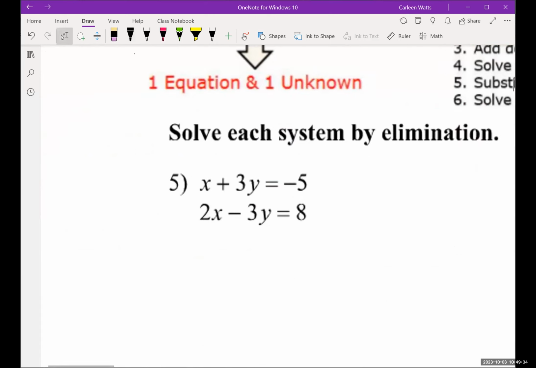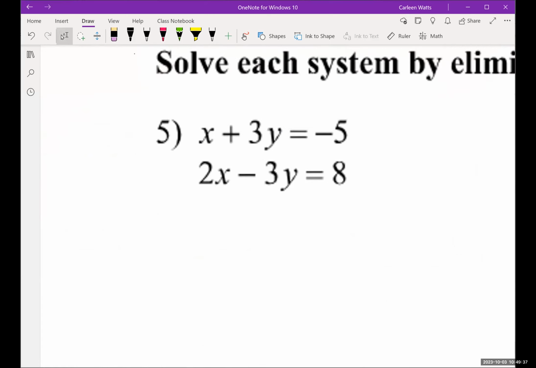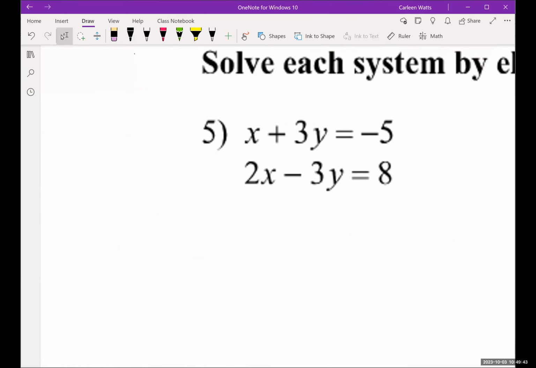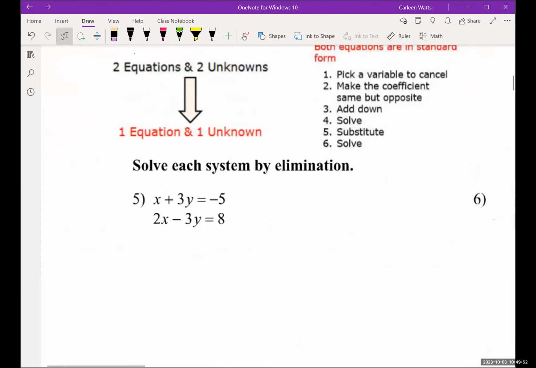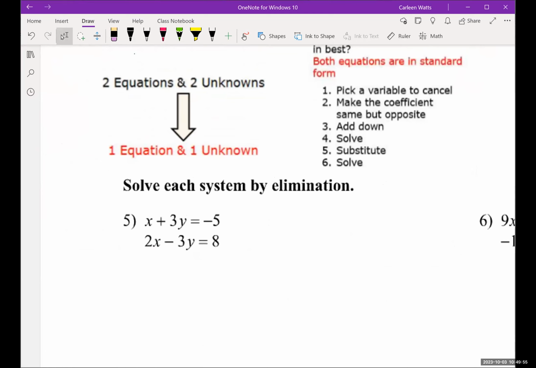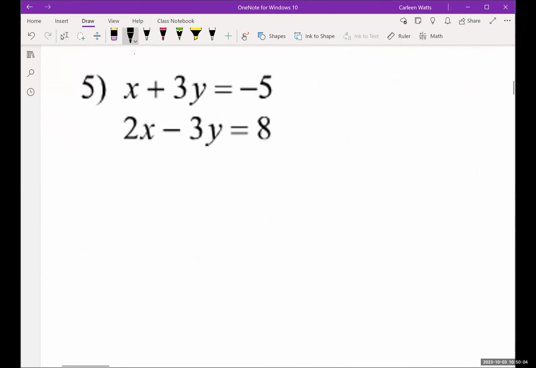Okay, let's look at this. I have 2 equations in standard form. What method am I going to use? The adding down one. Okay. How do I know? Because both equations are in standard form. So pick a variable. I'm going to add down and I want to cancel one of my variables. You can do either. One involves more work than the other. So let's go for the most efficient variable to cancel when adding down.